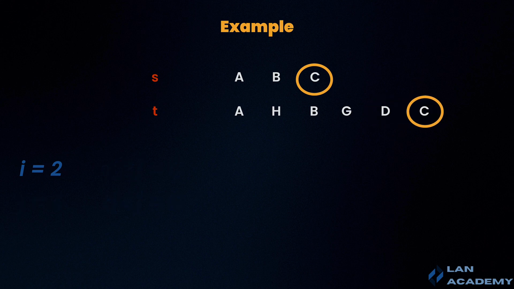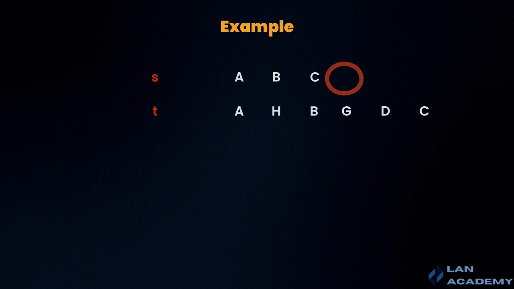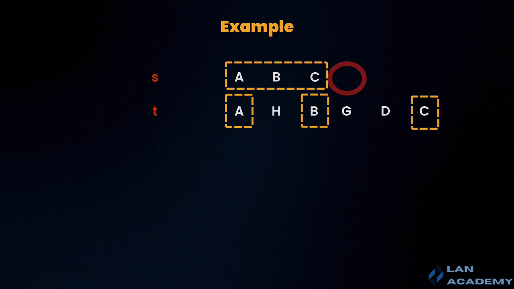i equals 2, j equals 5. Compare S[2], C, with T[5], C. They match, so move i to 3. At this point, i has reached the end of S, which means all characters of S have been found in T in the correct order. Thus, the function returns true.